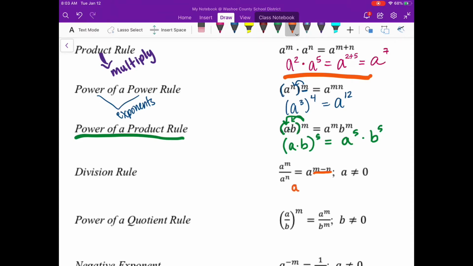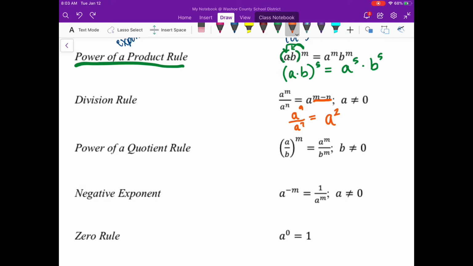An example of this would be if I had a to the ninth over a to the seventh. As long as they have the same base, the base stays the same, and then I'm going to subtract 9 minus 7. It's going to give me a squared. Okay, and that would be my answer. Here's a note that a cannot equal 0, so that's the only restriction that we have on this one.